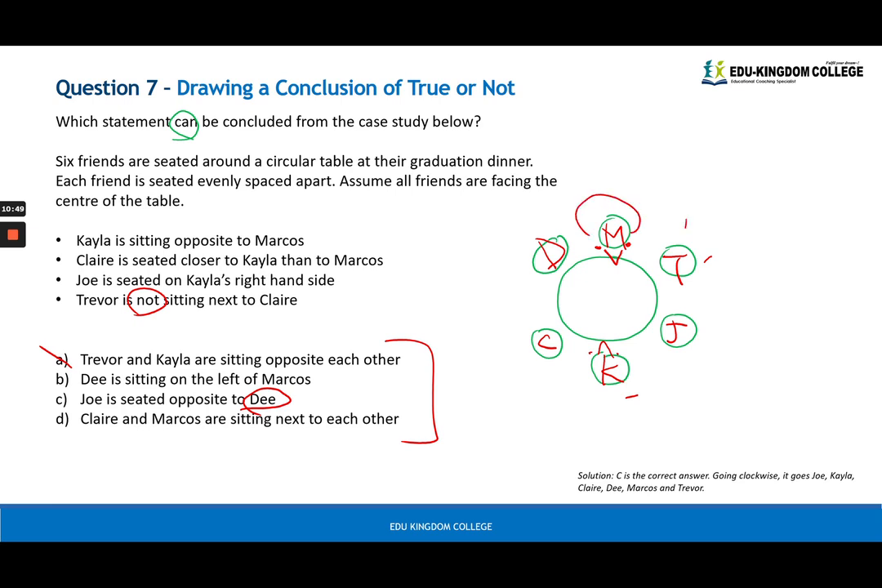So his left would be here. His right would be here. Right, he's facing inwards, so B is out. Joe is seated opposite to D. You can see these are opposites, so actually C is the answer. Okay, very easy to see if you have a diagram.